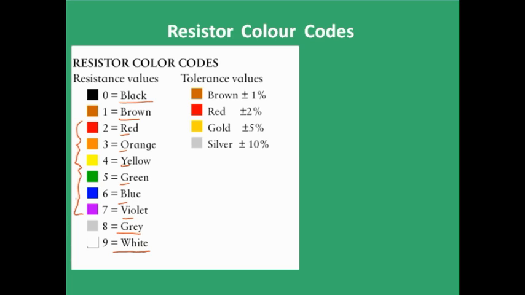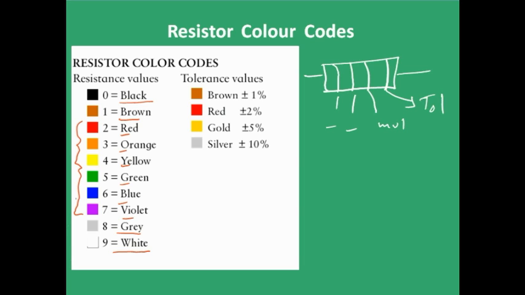First, let me tell you how to decode these color codes. Say if you have a resistor here, any resistor will be having 4 colors, 4 color bands: 1, 2, 3, 4. The first 2 bands give the value of the first 2 significant digits, and the third color band decides the multiplier. I'll explain you in detail. And the fourth color band gives you the tolerance. What is tolerance? Tolerance is nothing but the possible error or possible variation.